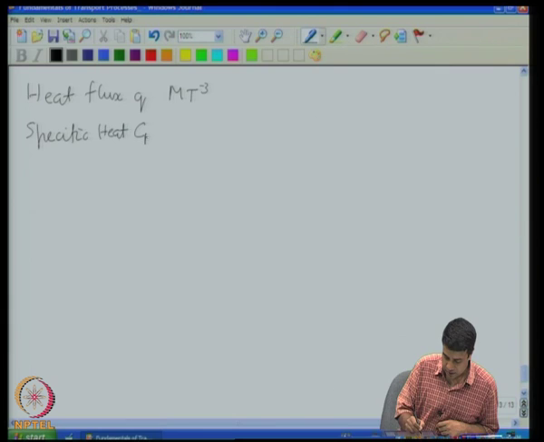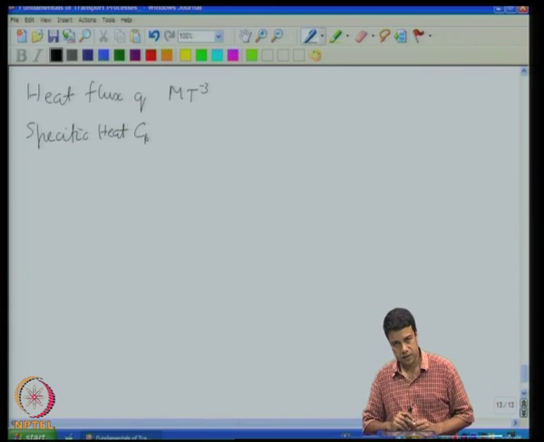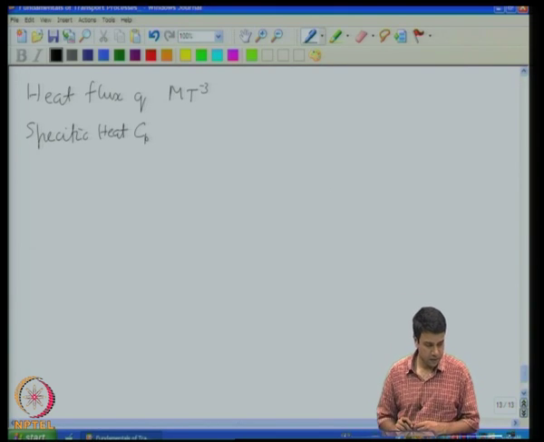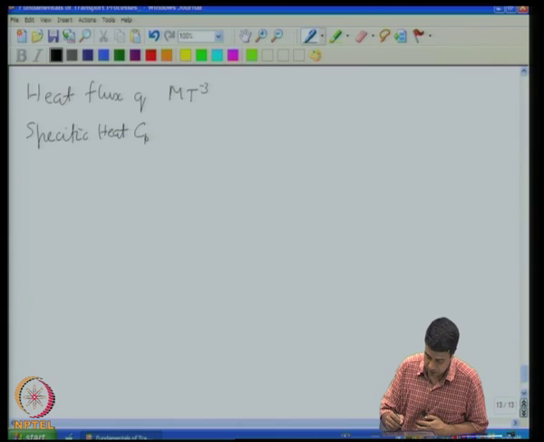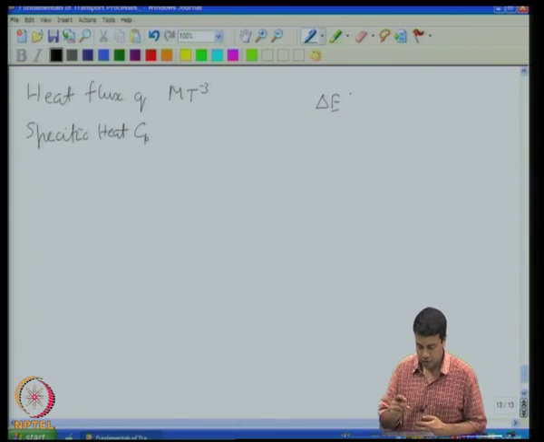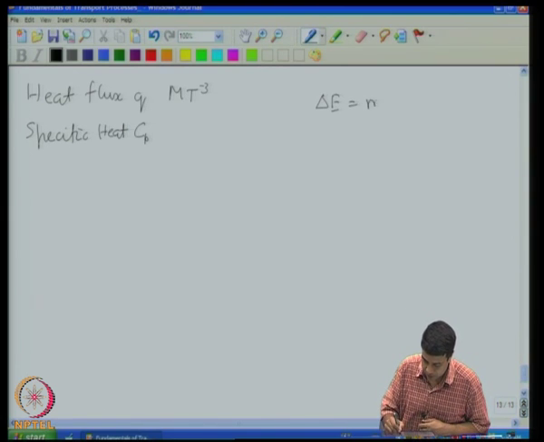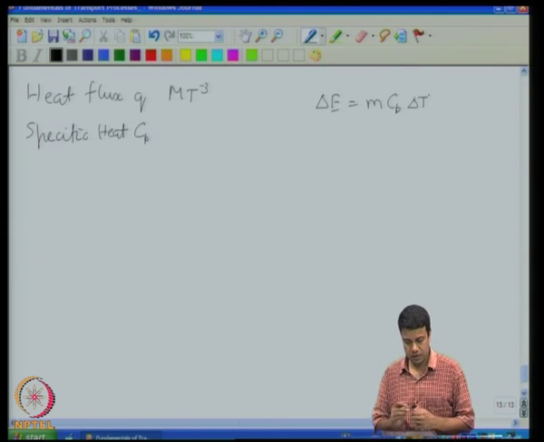It's written as Cp for processes at constant pressure and Cv for processes at constant temperature, constant volume. How do we get the dimensions of this Cp? You can get this from the relationship that the change in thermal energy due to a change in temperature is given by m Cp delta T. The change in energy due to a change in temperature is given by m Cp delta T at constant pressure.